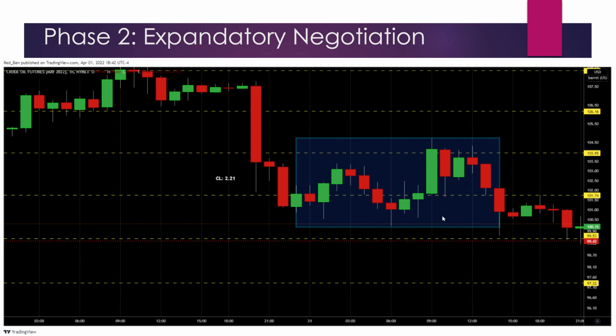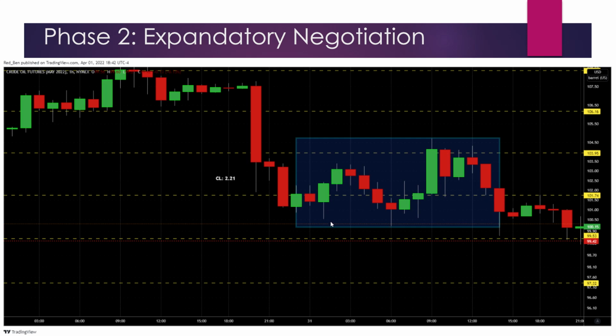A lot of people misunderstand this. I think it's a really complicated concept. So this is a good example of it. You can see price begins with a tight rotation around this VR level, 101.74 on CL, and then it slowly expands in range. See that? It goes further and further and further.